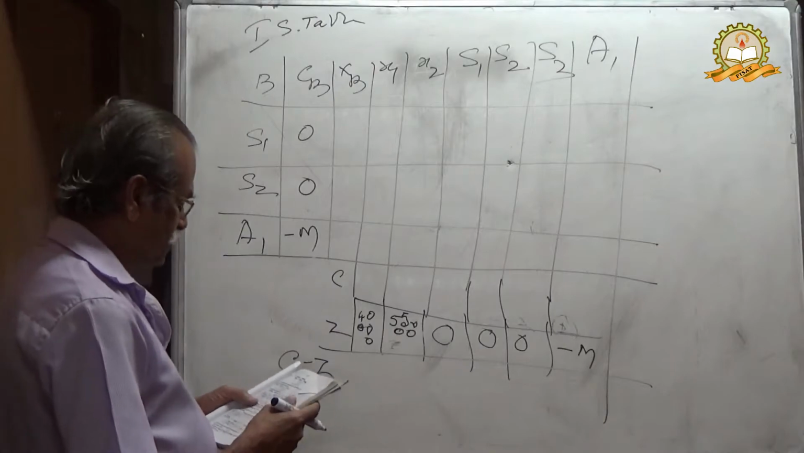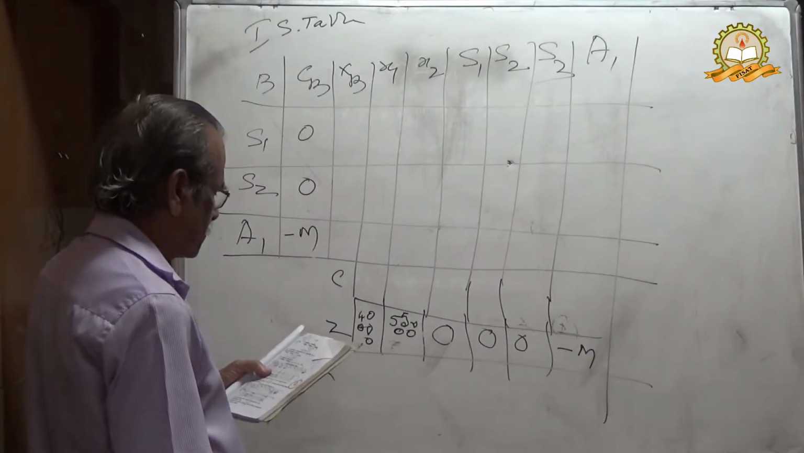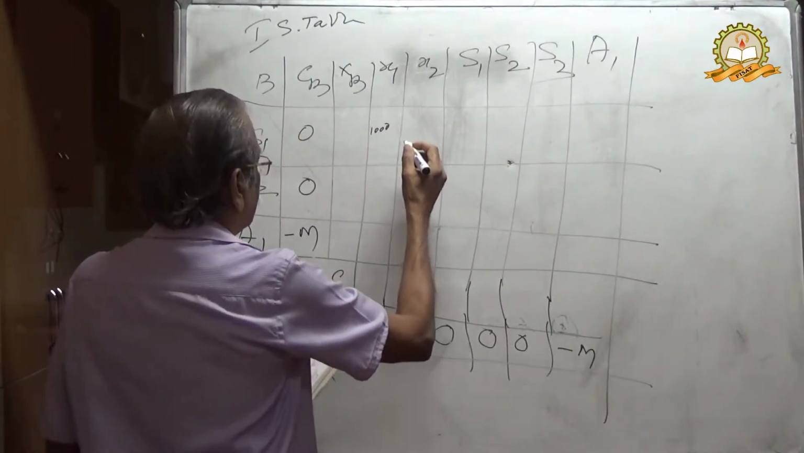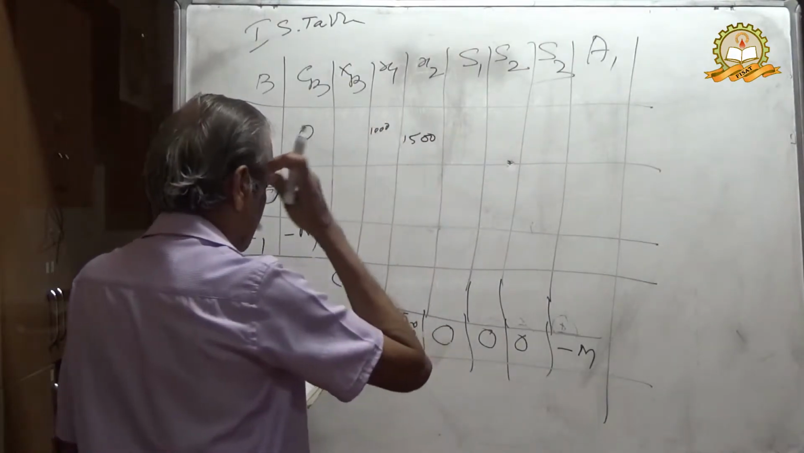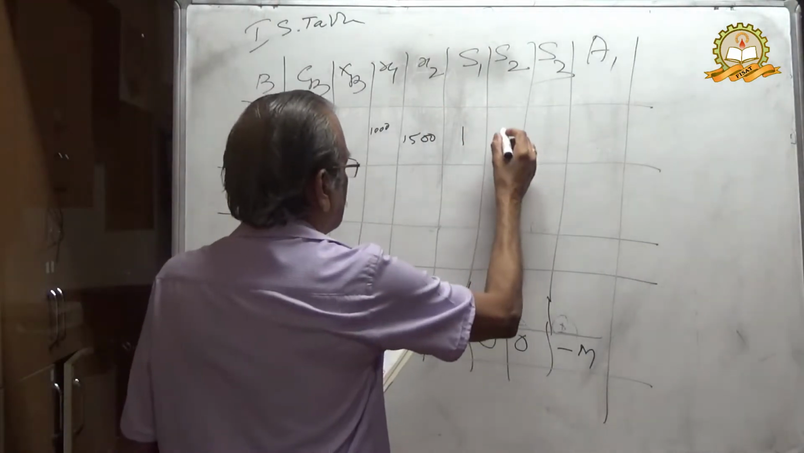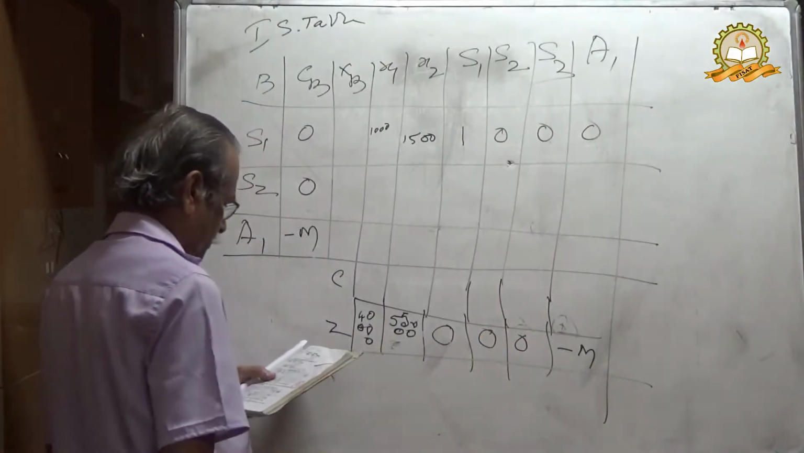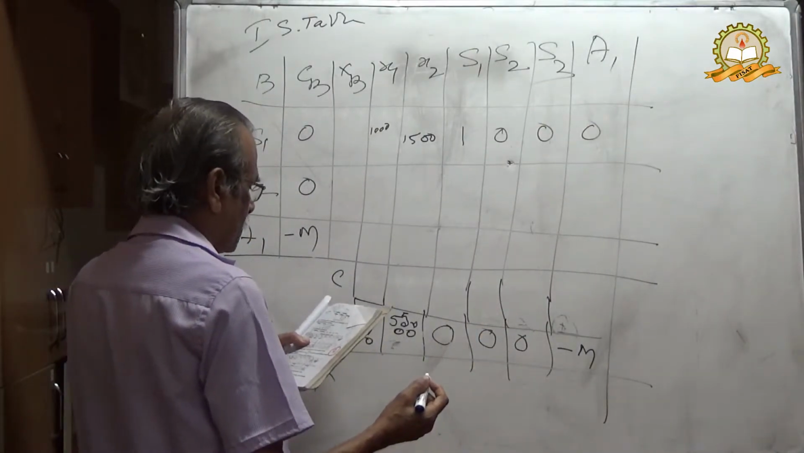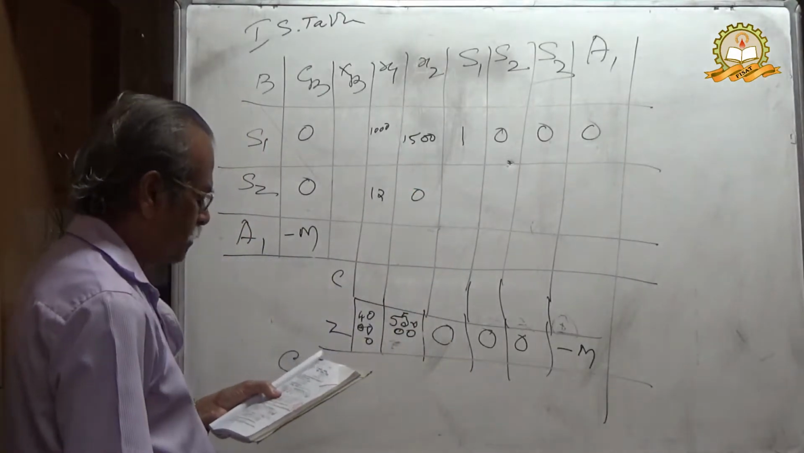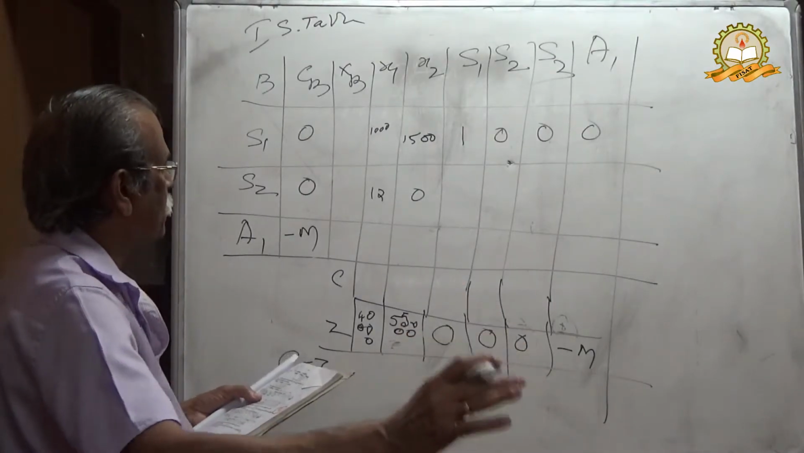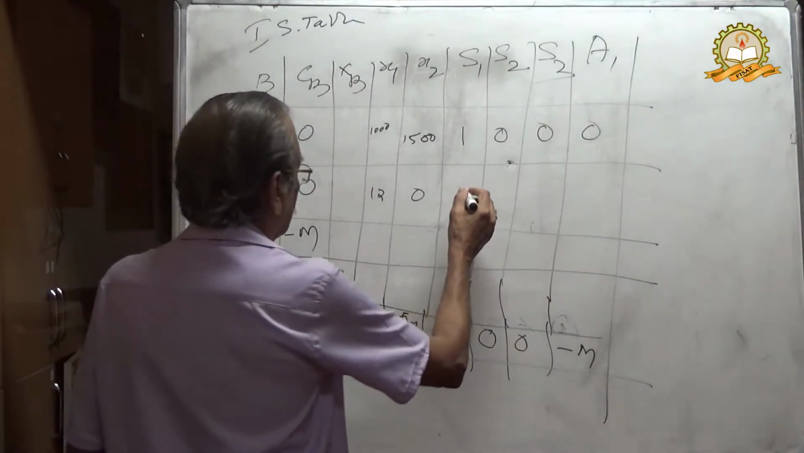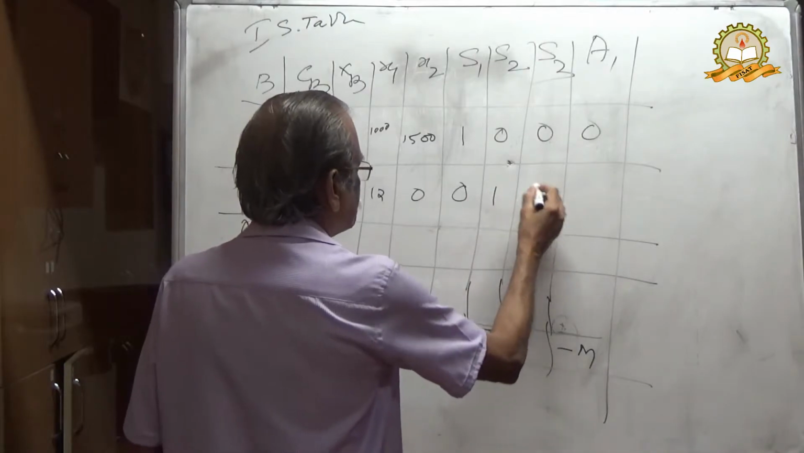Then consider the first equation, that is 1000 X1, 1500 X2, S1, with S2, S3 being 0. Then consider the second equation, X1 plus S2 equal to 12, with S2 coefficients 1 0 0.